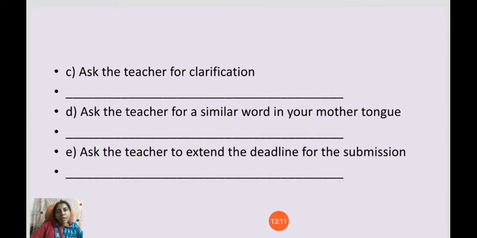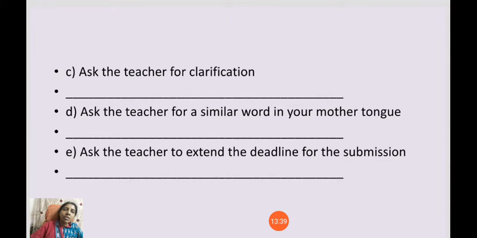So look at this. Ask the teacher for clarification. How do you ask your teacher for clarification? Could you please clarify my doubt? Or could you please clarify? This is how you ask your teacher. If you have written in some other way, maybe it is also correct.